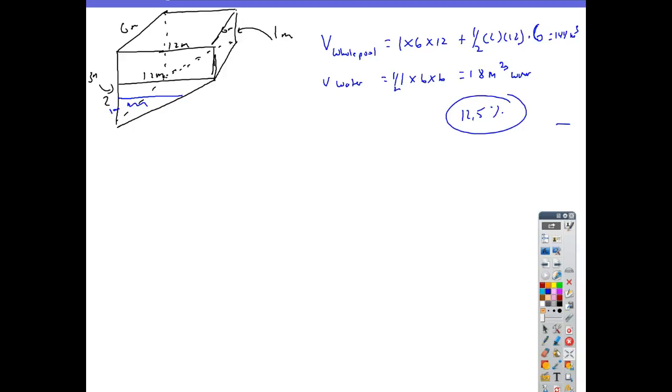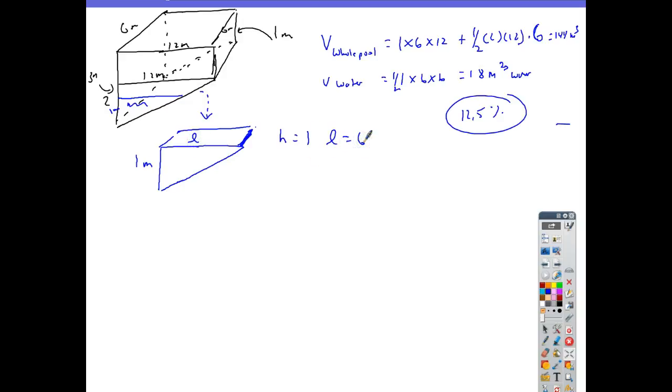Draw a picture, right? I'm going to draw myself a picture. Here's my picture of my water. Looks like this. I'm dumping more water in. Water's coming into the pool. What do I know? We know that there's like a meter of water. So this side is going to be 1 meter. So the height is 1. And the length is 6. I'll call that length, and I'll say that's also 6 meters.